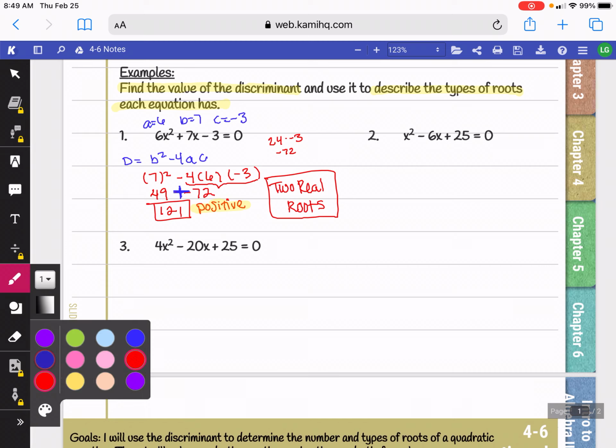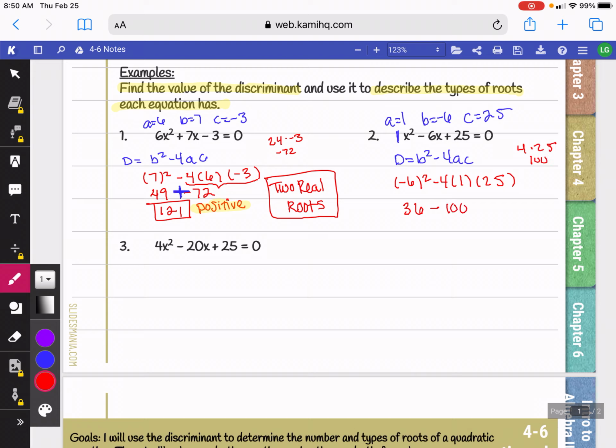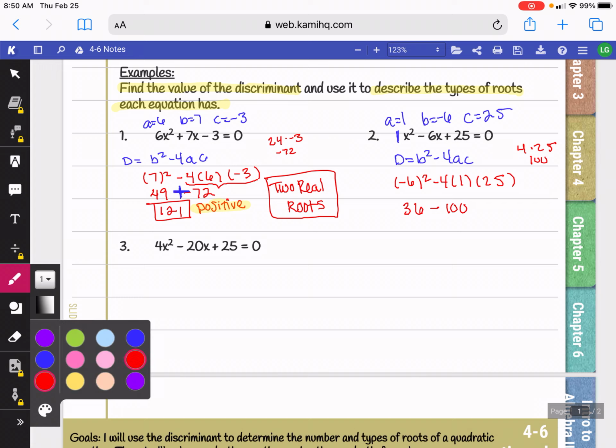On question 2, I'm going to start by labeling my a, b, and c. Here I can put an imaginary 1. So my a is 1, my b is negative 6, my c is 25. And then I can plug this into the formula for discriminant. So I have negative 6 squared minus 4 times 1 times 25. This becomes 36 minus 4 times 1 is 4, and 4 times 25 is 100. If I do 36 minus 100, I will get negative 64 as my answer.